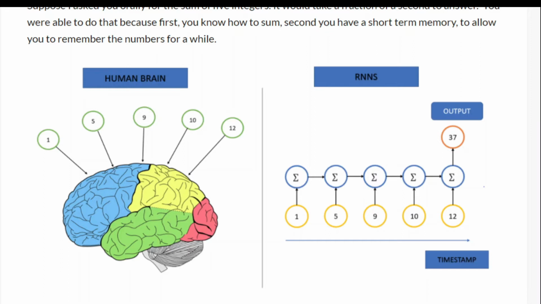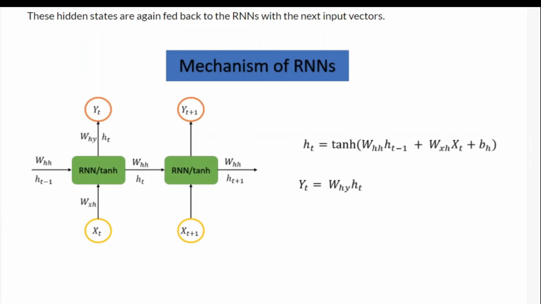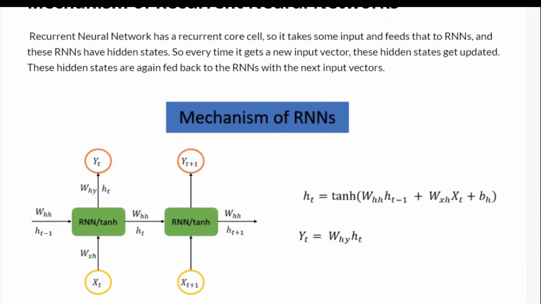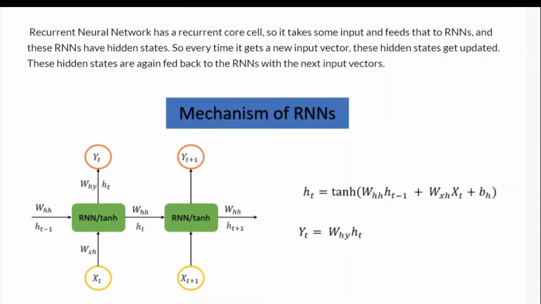Once we have the intuition on how RNNs work, things get easy mathematically. Next, we have the mechanism of a recurrent neural network, how it works and what the mathematics behind it is. RNNs have recurrent core cells, also known as the hidden state. Every time new data is fed, these hidden states get updated. So on the right hand side, we have the equation for that. So let's understand this equation first. Here we get the hidden state from the previous timestamp, that is h_t-1.